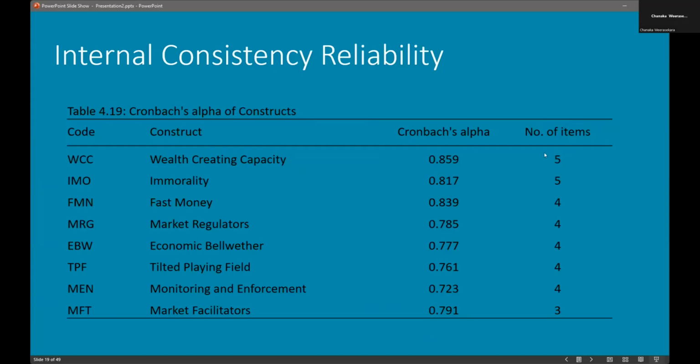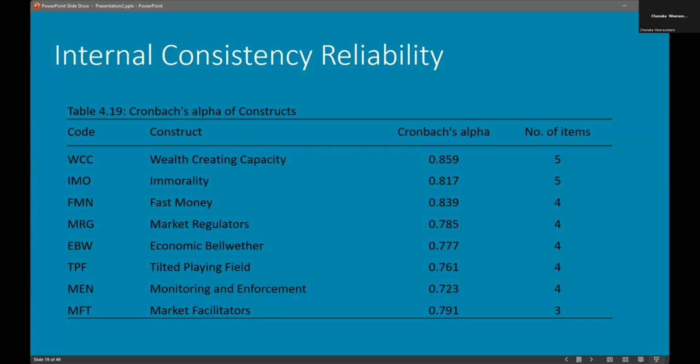So there are 5 questions under WCC, 5 questions under IMO, 4 questions under all other, and another 3 questions under MET. So these are the number of questions under each variable. This is the Cronbach alpha value for each variable. This way you can present your Cronbach alpha table like this, so that you can establish the internal consistency, reliability of your instrument.